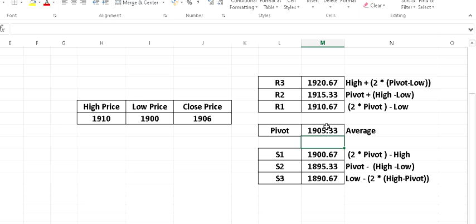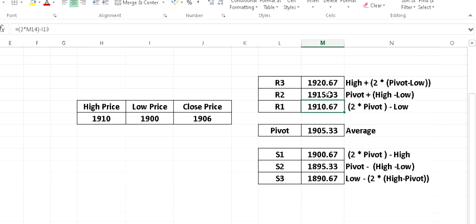Okay, to calculate the resistance point, just like I have highlighted on the right side the calculation, you multiply 2 times pivot, and then you subtract the low price. This is our low price, 1900, so that means 2 times 1905.33, the value you subtract by 1900. Okay, that should give you the first resistance level, which is resistance 1.